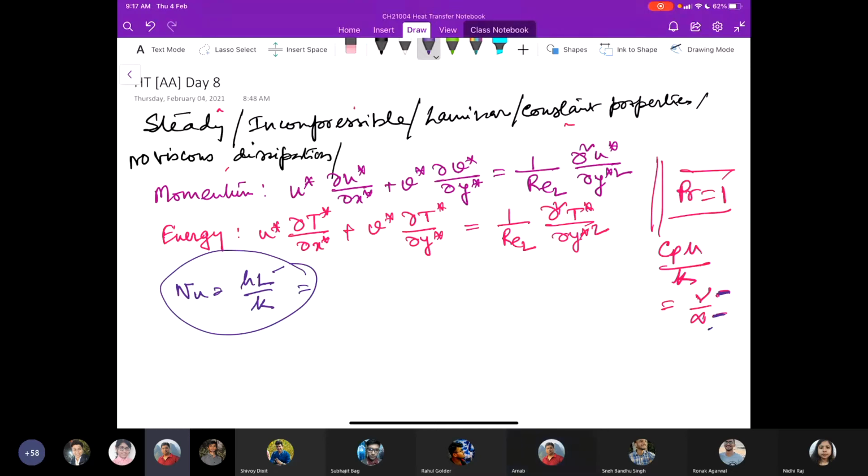So, mostly, for the cases of gases, the Prandtl number is usually 1. Near about. It may change slightly, but on average, the Prandtl number value is approximately 1, we can say, for the gases. Okay.